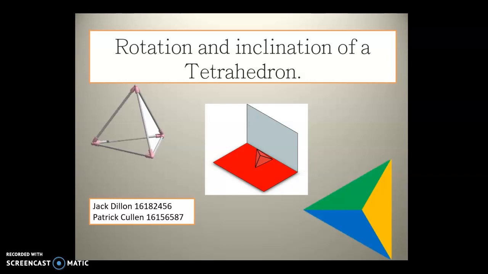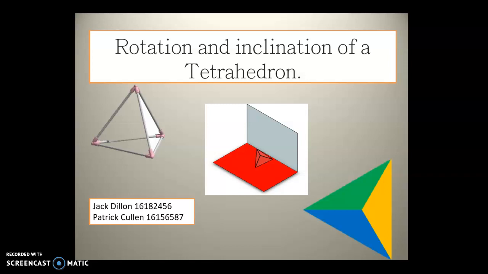Today in this video we are going to explain how to draw the plan and elevation of a rotated and inclined tetrahedron. We will show you step by step how to solve the question. Let's define what a tetrahedron is. A tetrahedron is a triangular pyramid. It is also a polyhedron, composed of 4 triangular faces, 6 straight edges and 4 vertex corners.